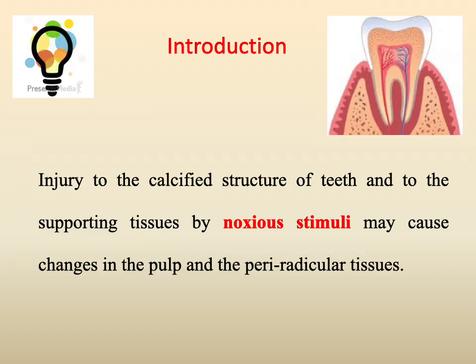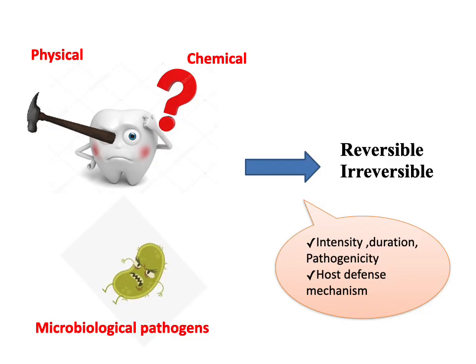So an injury to the calcified structure of the teeth will result due to noxious stimuli, and this may cause changes in the pulp and the periradicular tissues. So the noxious stimulus could be physical, chemical or microbial pathogens. So this can be either reversible or irreversible in nature. Whether it is reversible or irreversible is decided based on the intensity, duration, pathogenicity and host defense mechanism.